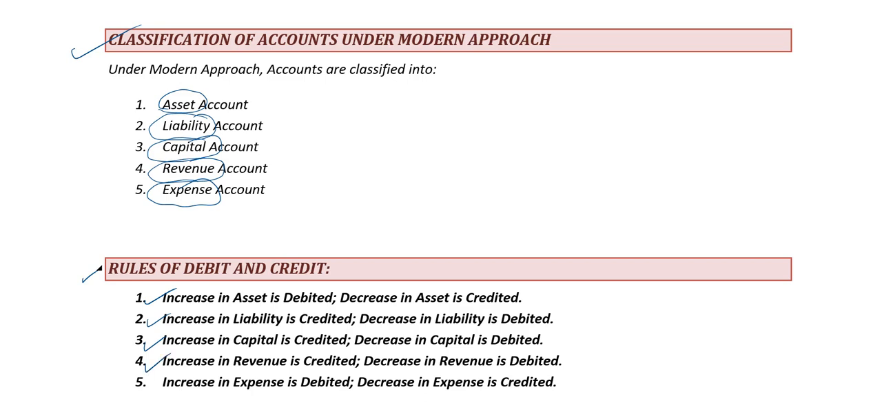In the case of revenue account, increase in revenue is credited and decrease in revenue is debited. And finally, the expense account: increase in expense is debited and decrease in expense is credited.